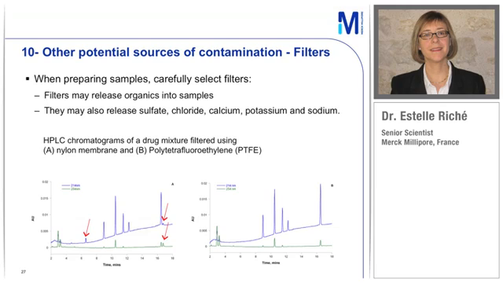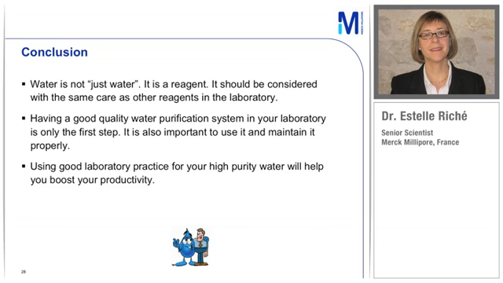And finally, one last piece of advice is to watch out for the filters you use to prepare your sample. You may have a really high quality sample, but if you don't use the proper type of filter, you may actually introduce quite a bit of contamination into your sample. So here you can see just an HPLC trace, and you can see additional peaks that appeared, and that came from using the wrong type of filter. But filters may also release ions in addition to organics, so this is really something to watch out for.